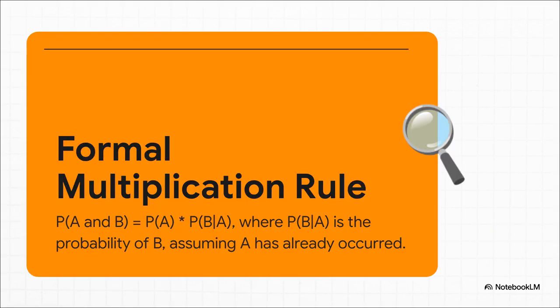Okay, let's look at the official formula. You'll see this new piece of notation here, that little P of B comma A part. What on earth is that? Well, all it means is the probability of B given that A has already happened. And that's absolutely crucial, because sometimes the first thing that happens can completely change the odds for the second thing.